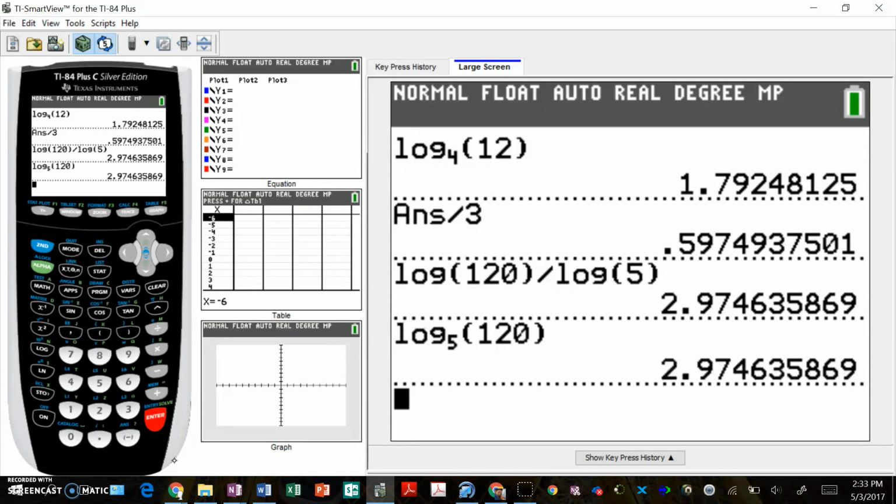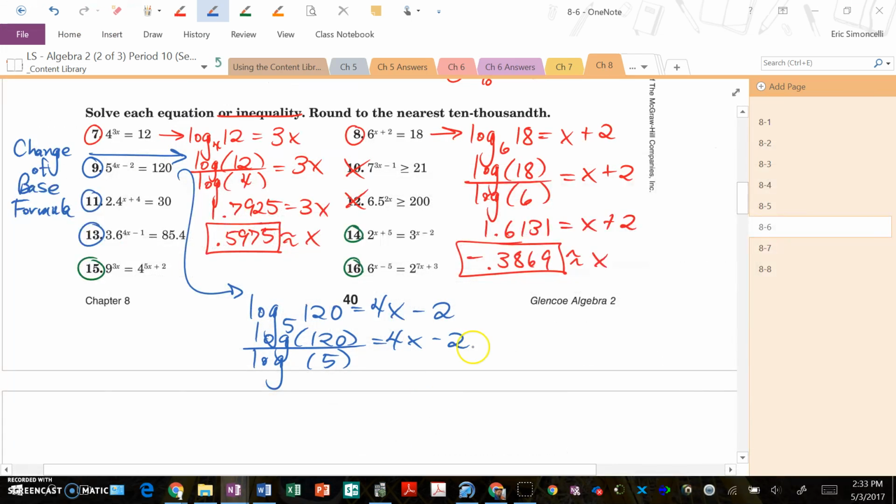2.9746-ish. What we're going to do now, of course, because we're not done, is solve for x. To solve for x, I'll take the answer that I just got on my calculator, without rounding in the middle of a problem, which you don't want to do. I'm going to add 2.